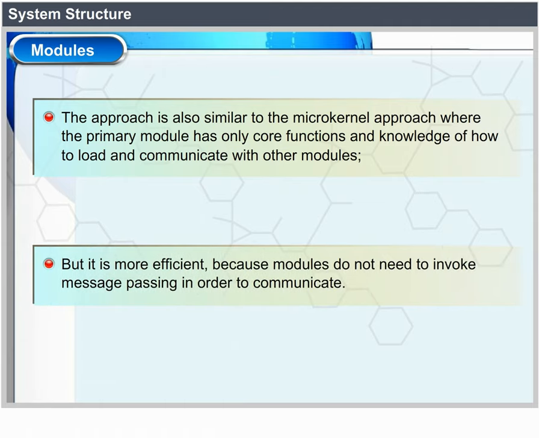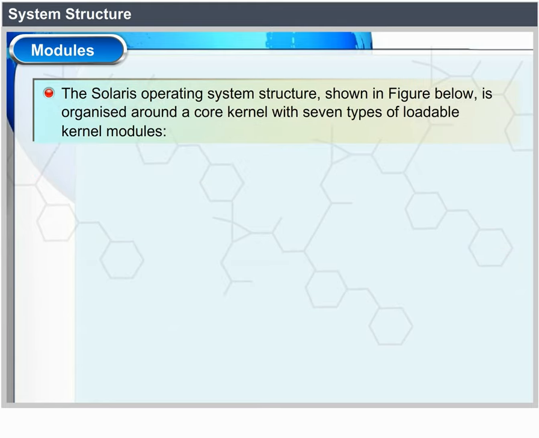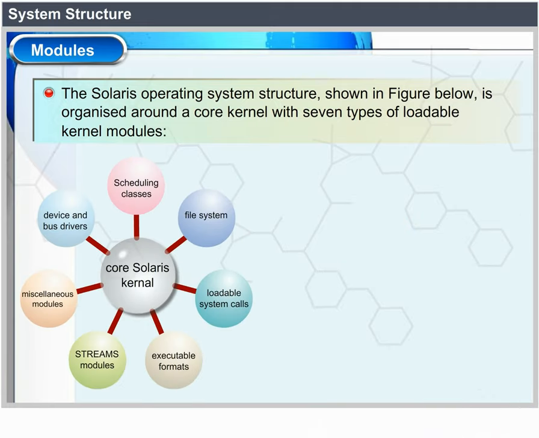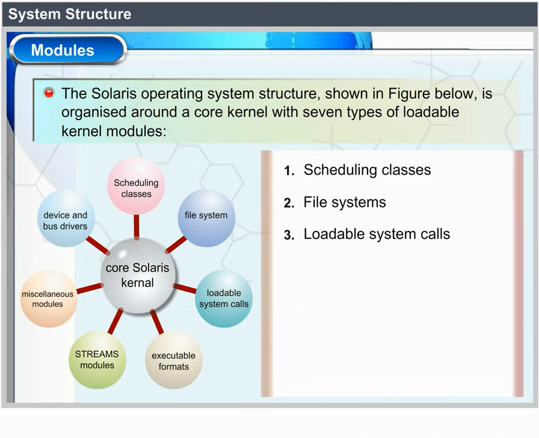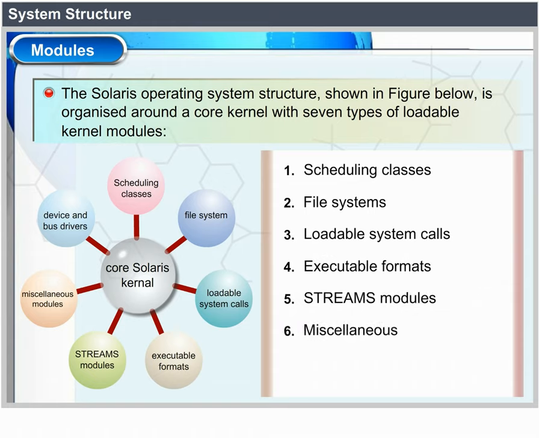The Solaris operating system structure shown in the figure below is organized around a core kernel with 7 types of loadable kernel modules. 1. Scheduling classes. 2. File systems. 3. Loadable system calls. 4. Executable formats. 5. Streams modules. 6. Miscellaneous. 7. Device and bus drivers. Linux also uses loadable kernel modules primarily for supporting device drivers and file systems.